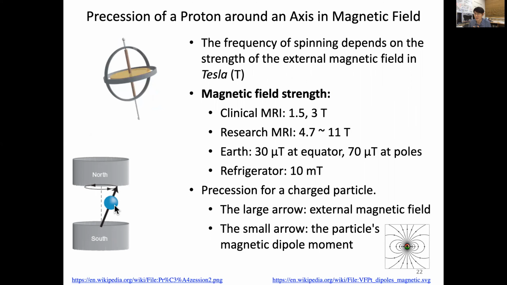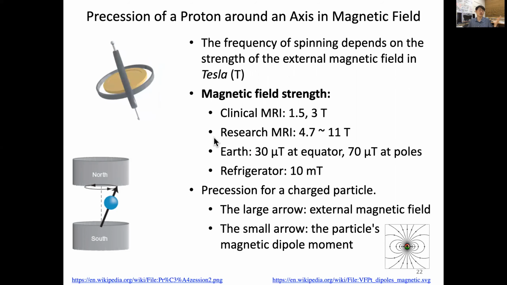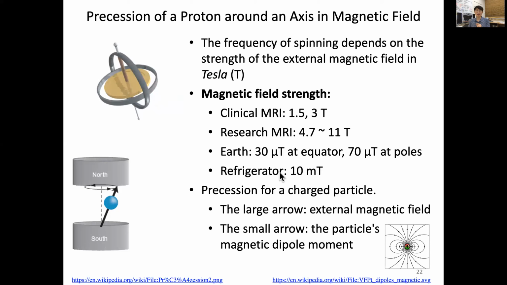Let's assume these protons are in a static strong magnetic field. The field strength in clinical MRI is 1.5 to 3 Tesla. In research MRI, we can use even higher Tesla. Compared to the Earth's magnetic field, which is only tens of microtesla, it's almost 100,000 times or a million times stronger. And the refrigerator magnet, for your information, is about 10 millitesla.